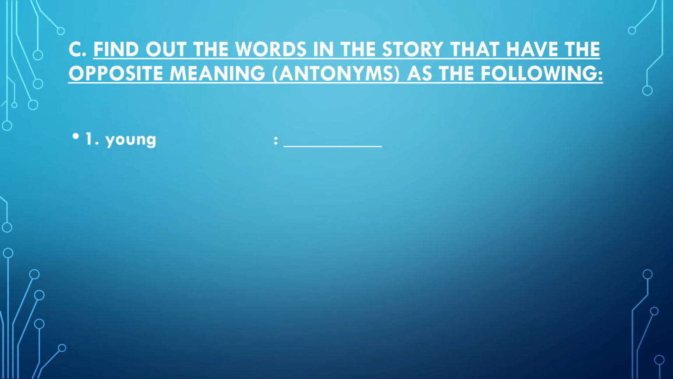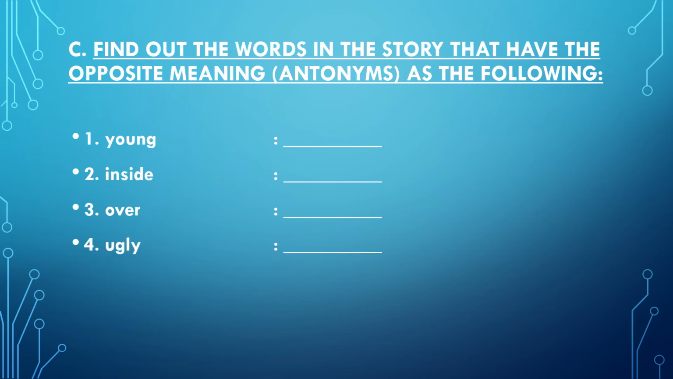The first word is young. The second word is inside. The third word is over. The fourth word is ugly. And the fifth word is dull. The last word is laughed. Now children, you have to find out all the opposites of all these 6 words from the story that you have read. I am sending you a Word document of the story in the ERP. Kindly go through it and find out these opposites.